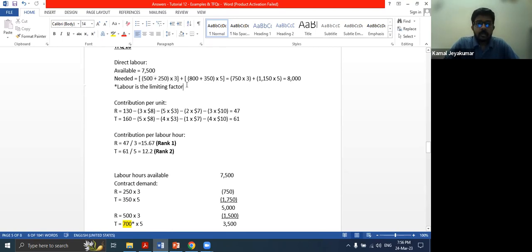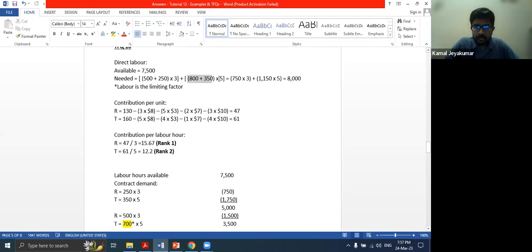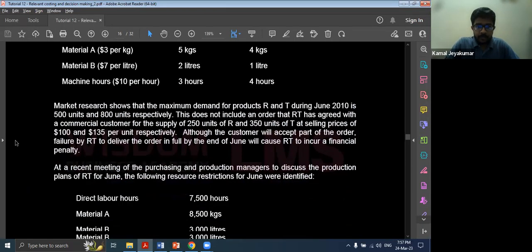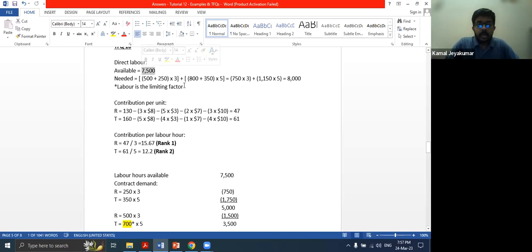So that's what we have given here. Then look at product T. You need 350 to fulfill the contract, and you can make 800 units for the market. That's 1150 units, and you need 5 hours for each unit, right? That's what's given here. Now, if you solve this equation, you will get 8,000, which is your required number of labor hours to fulfill the maximum demand. But you have only 7,500 hours that they have given here. So you need 8,000, but you have 7,500. So labor is the limiting factor.